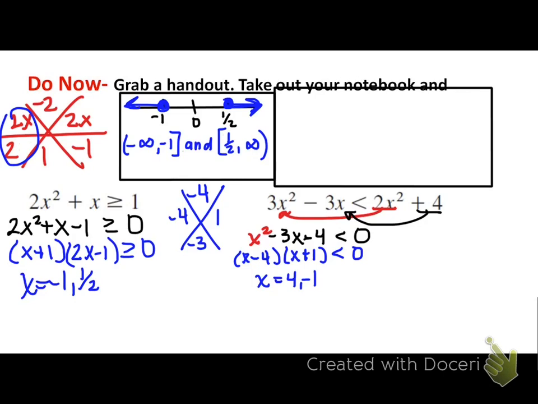Our number line is going to be drawn first. It's easier to graph on that. The first one being, we're going to have 0 here, -1, 1, 2, 3, and 4.